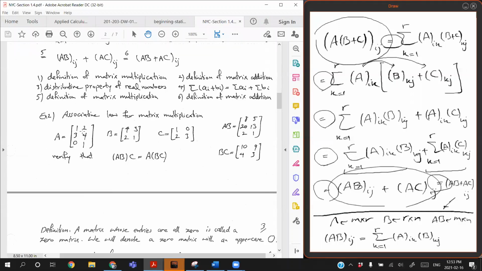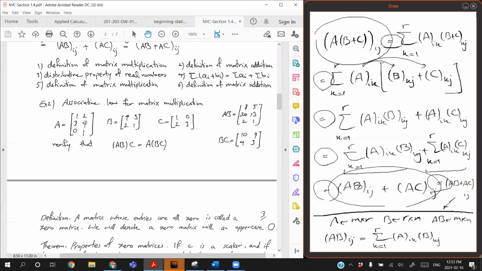Any questions? Some of these properties you're supposed to prove as exercises. If you look at the list of exercises in the book, it may ask you, for theorem number something, to prove part B, C, something like that. So for some of them, you're supposed to be able to prove them as an exercise.